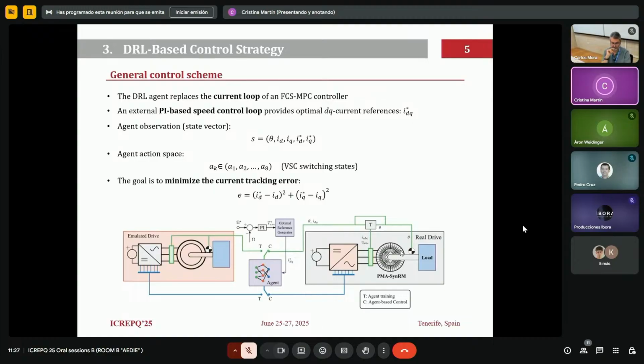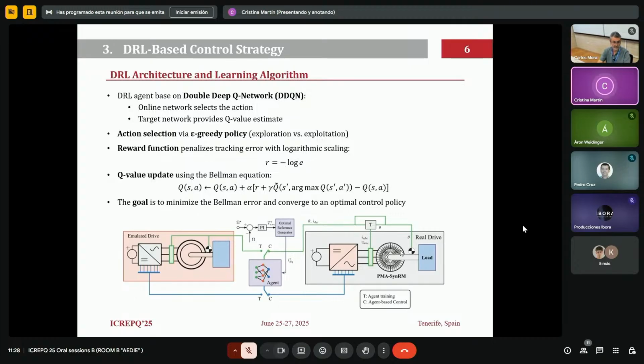Then the agent receives an observation of the system state composed by the current references, the measured currents, and the rotor angle. Based on that information, it selects one of the 8 possible switching states of the converter that constitutes the action, the control action. Previously, the agent has to be trained to know which action leads to the minimum current tracking error, which is the goal of the current controller.